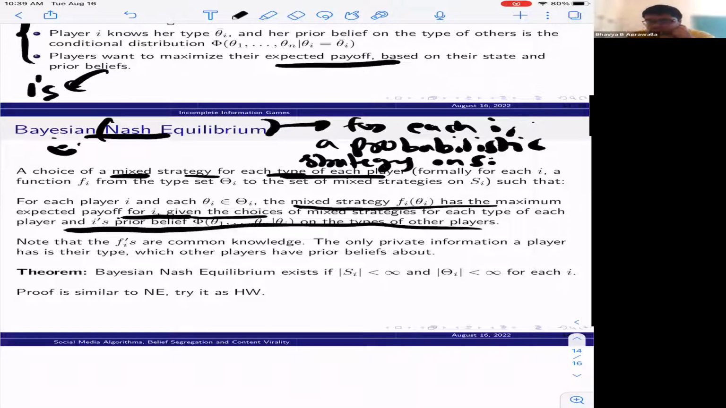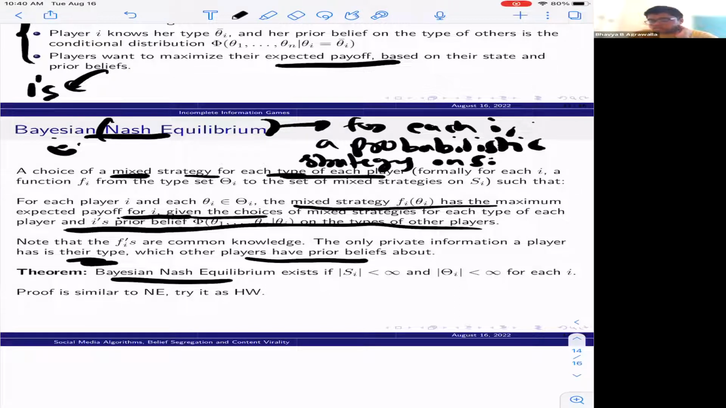Again, these strategy profiles are just the assignment of a mixed strategy for each type of each player. And again, these are common knowledge, like everyone signed a contract about it. The only private information that a player has is their type. Other players have a prior belief about this type, and people want to maximize their payoff given their prior belief.